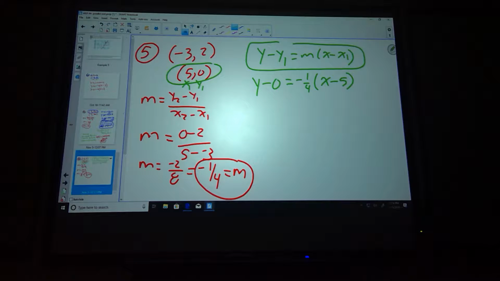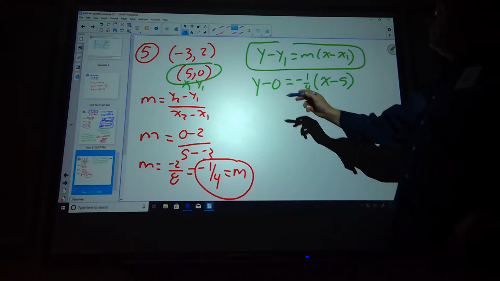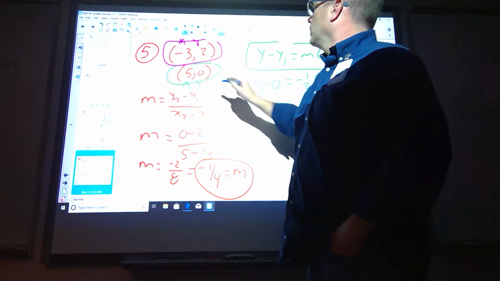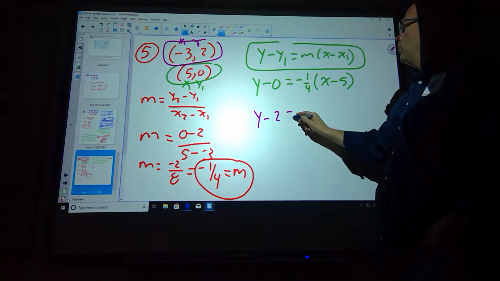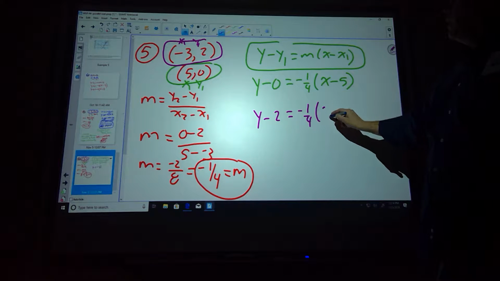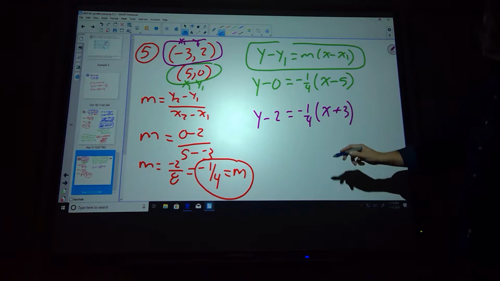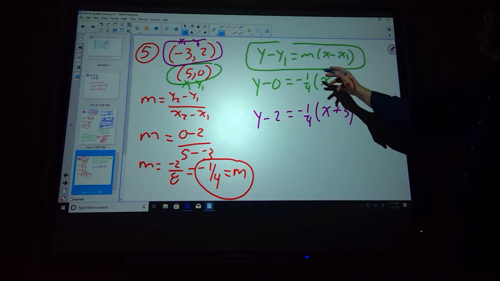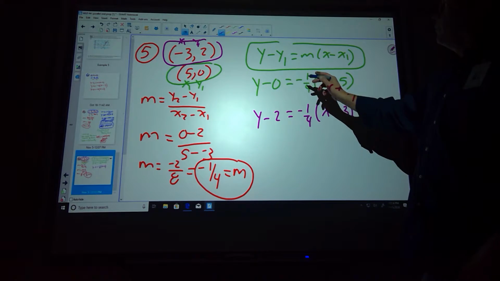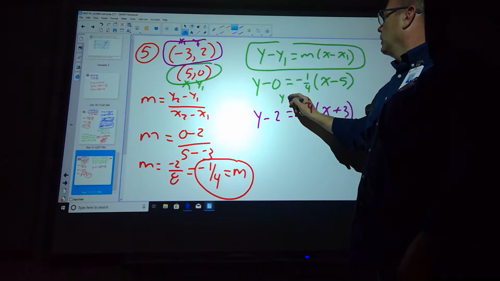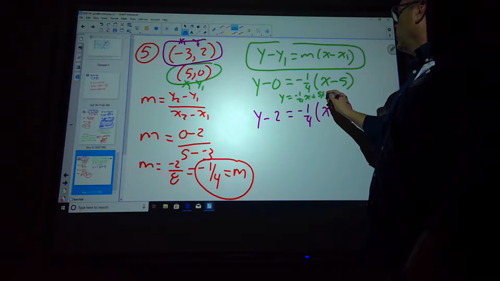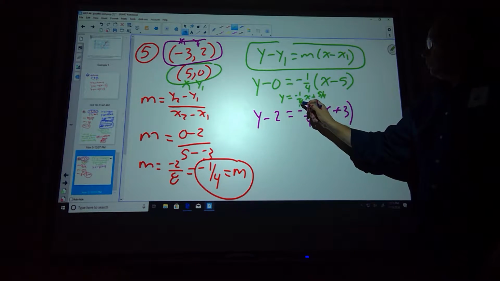So there's that equation. But if you use the other one, and I call this x1, y1, so I'm going to get y minus 2 equals negative 1/4 times x plus 3. You're like, but Mr. Sherp, those don't look anything alike. Agree? The green and purple are different colors. If I distribute the 1/4 over on this green one, that's 5 over 4. Okay? That's what y equals on the top one.